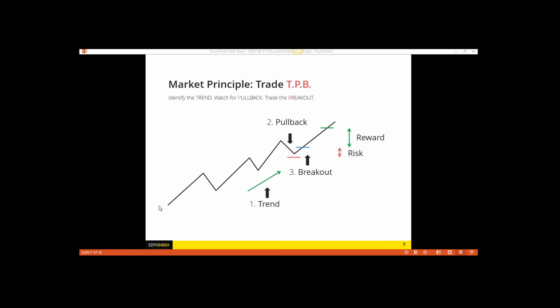Then you could look for a pullback regardless of the trend on the longer-term time frame. For example, on the dollar Canada, I was just looking at the daily chart, and I'm not really looking at the weekly chart or the monthly chart. I'm trading off the daily chart.